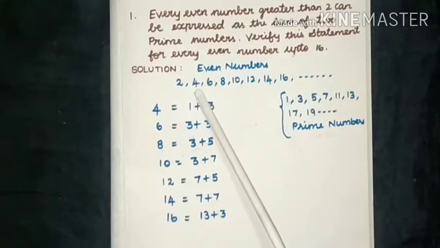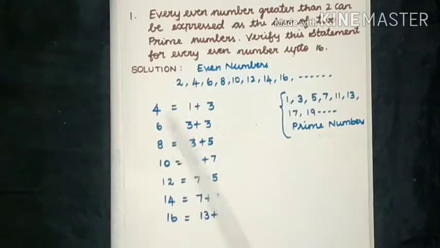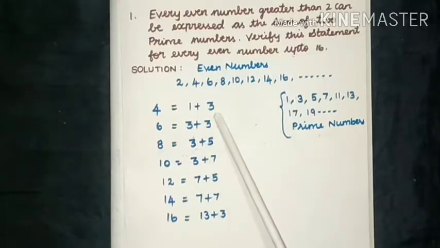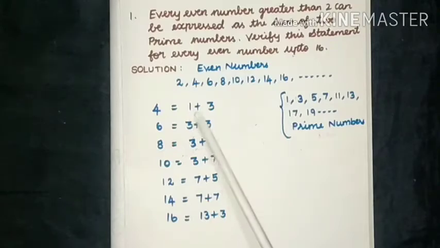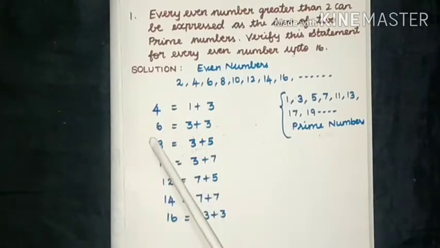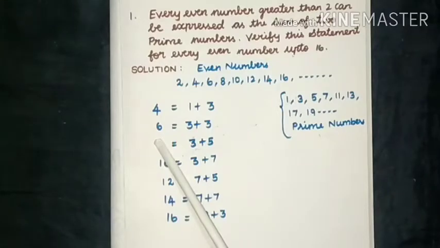So, let's take the number 4. 4 should be expressed as a sum of two primes. Here 1 is a prime number and 3 is also a prime number. 1 plus 3 equals 4. 4 is an even number. Then 6: 3 plus 3. Here both the numbers are prime numbers.